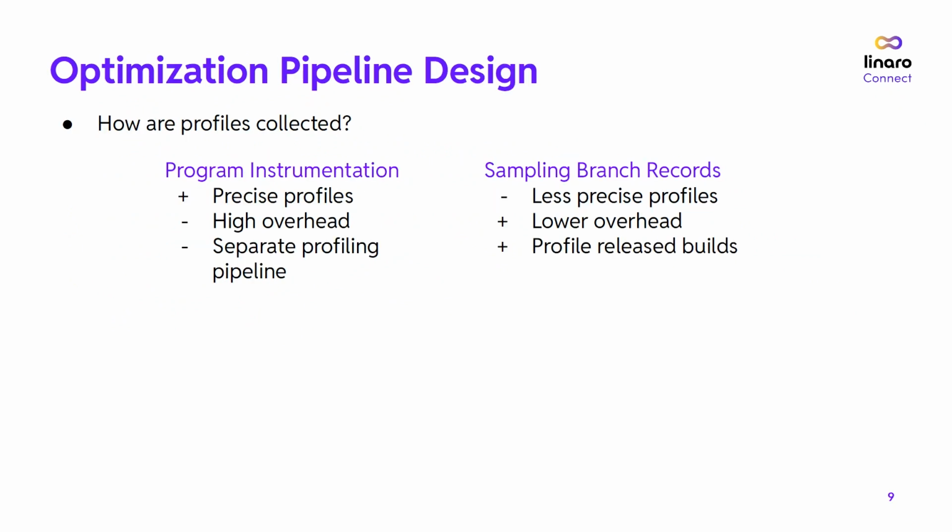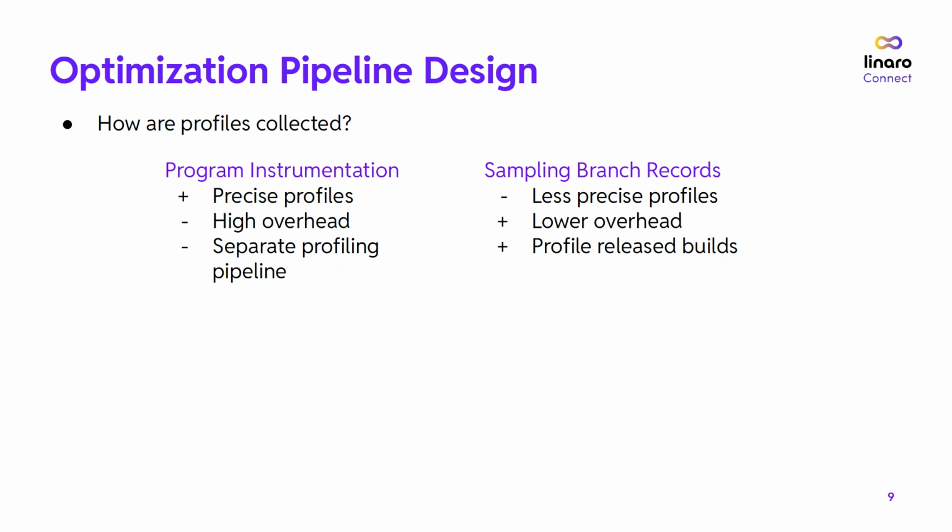So let me switch gears and explain how to set up a profile-driven optimization pipeline. There are three important aspects that need to be considered. First is to decide how profiles are collected. One common method is to use instrumentation that will count how many times each basic block in the program is executed. But as you can imagine, this imposes a very high overhead of collection. And we also need to set up a separate profiling pipeline and a testing pipeline for these instrumented builds. So the maintenance cost is also higher.